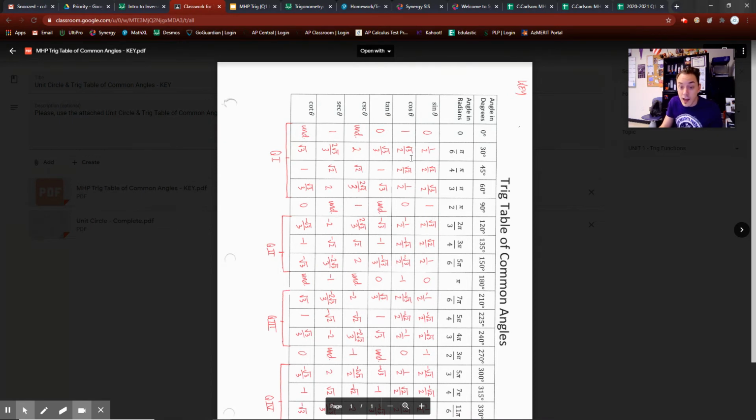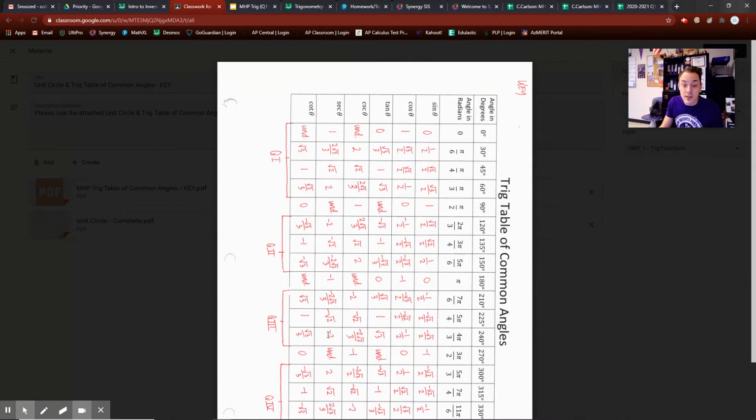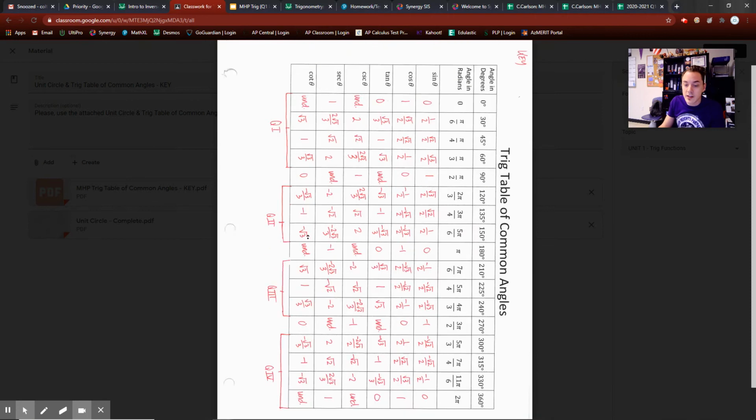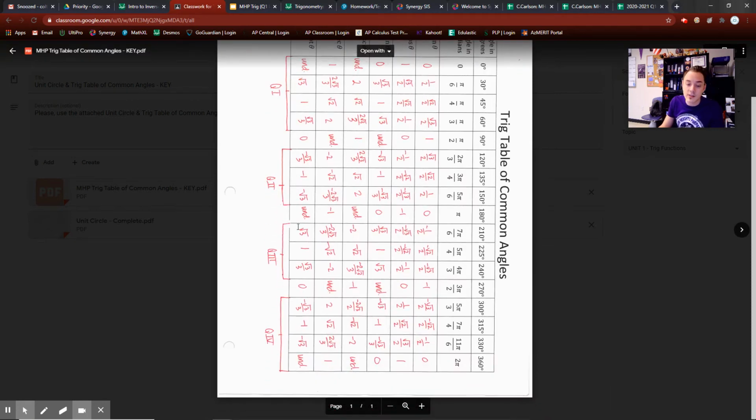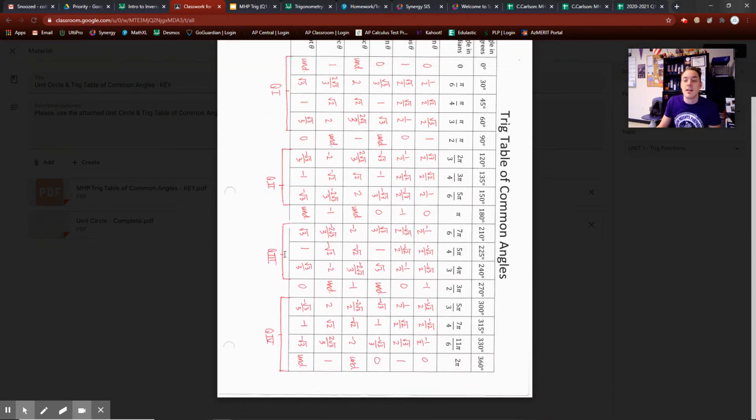It already tells you what cosecant of pi over 3 is. It's right here. What cosecant of pi, it's actually undefined. What secant of 3 pi over 2, it's also undefined. Or secant of 4 pi over 3, it's negative 2. They tell you this stuff. So please feel free to print this out to use it during a quiz, test, whatever.